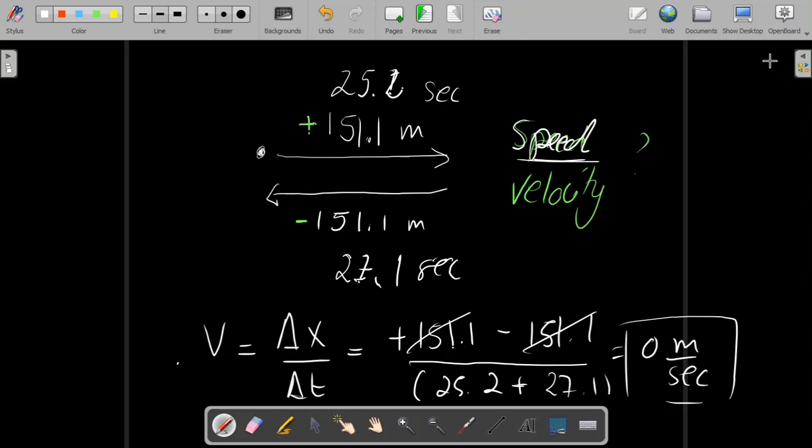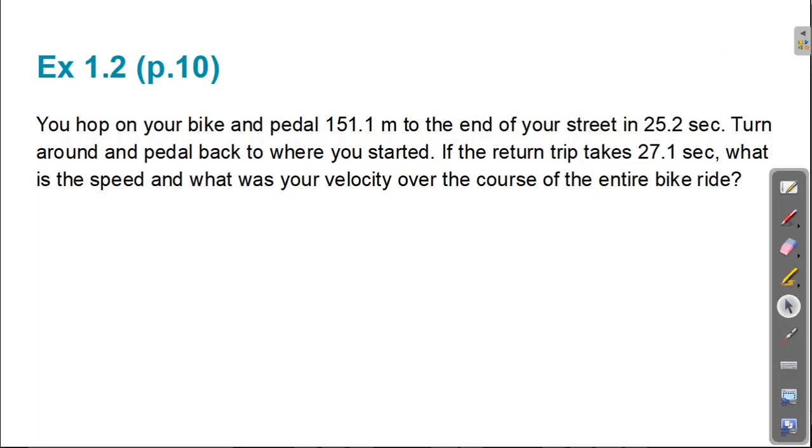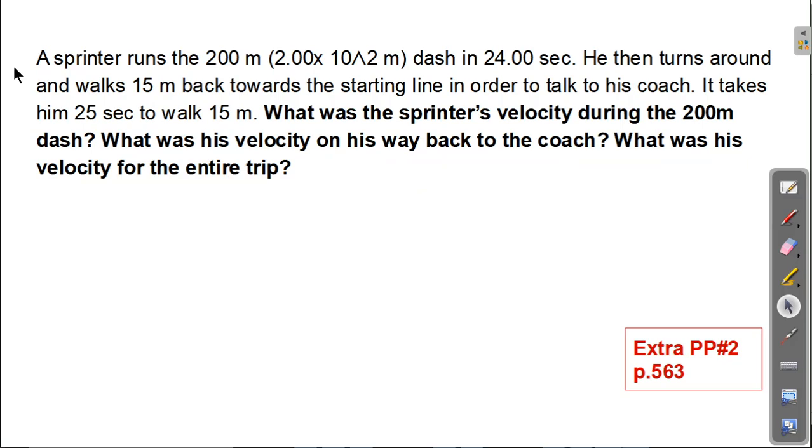Now, the problem has a second part to it. So let's clear this for a second. Go back, and let's read the second part to this example. It reads like this. A sprinter runs the 200 meters, and they give it to you in scientific notation as well. This little sign, this little cap, means exponent, okay? You're going to see some of these in math, in science too. So this amount of meters in 24 seconds, he then turns around and walks 50 meters back towards the starting line in order to talk to his coach.